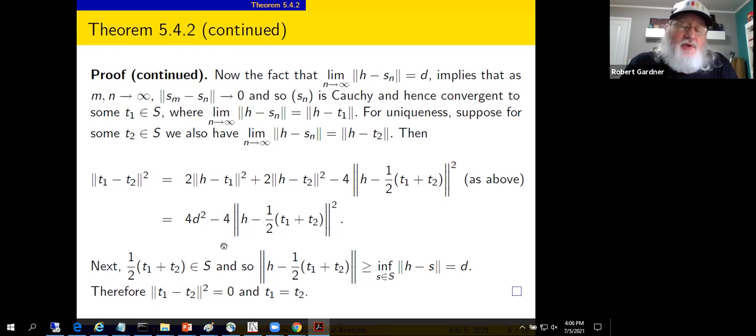Making the substitution, we'd get that this is less than or equal to 4D squared minus 4D squared. This is less than or equal to 0. Well, it's a norm squared, so it ain't less than 0. So it must be that this quantity equals 0, the norm of T1 minus T2 equals 0, and so T1 equals T2, and there's your uniqueness. So there exists only one element of set S that's closest to vector H.